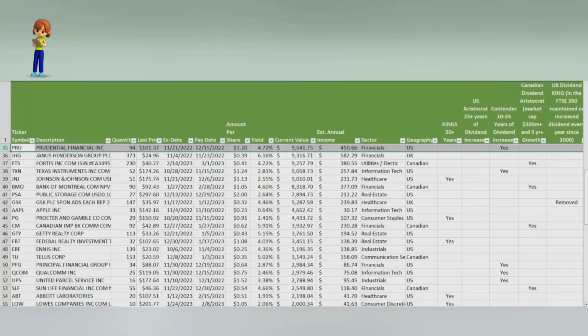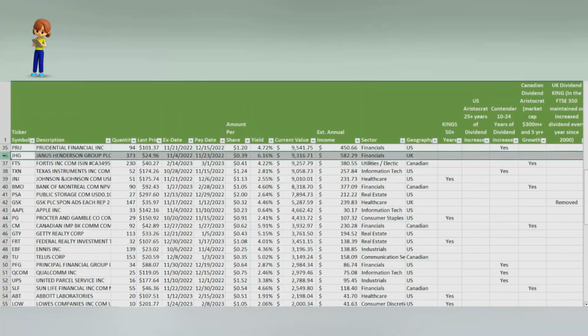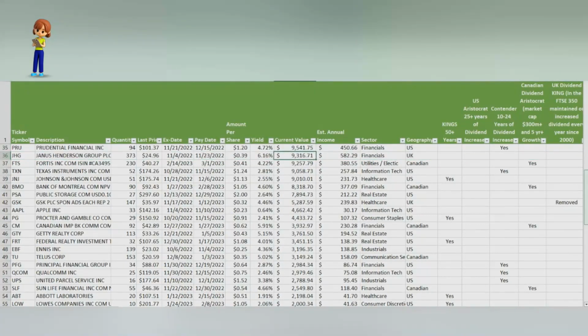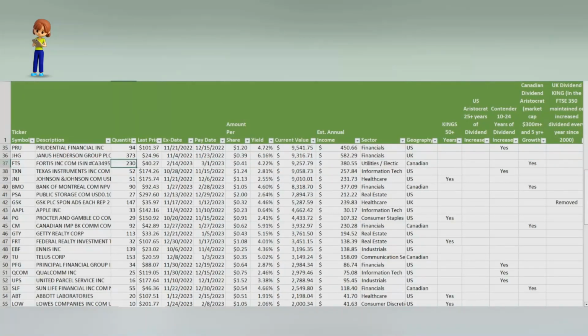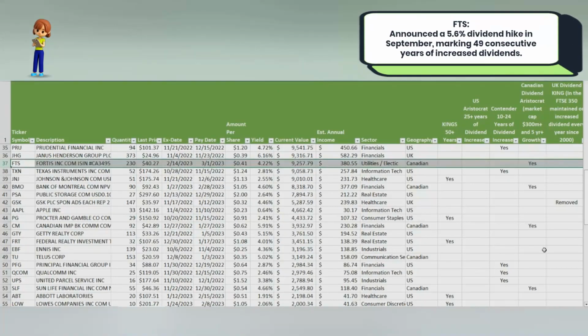Next, I have Prudential with almost 1,000 shares there, a dividend contender, generating just about $450 for me. Next, I have Janus Henderson, JHG, just over $9,000 here, generating almost $600. And another new favorite of mine, Fortis. I've been building up Fortis. Now I have 230 shares, just over $9,000, generating $380. And Fortis also gave me an early Christmas gift with a 5.6% dividend increase.